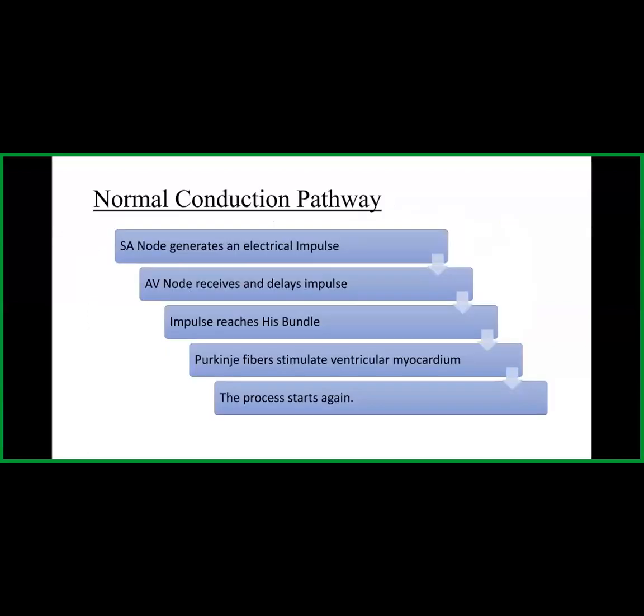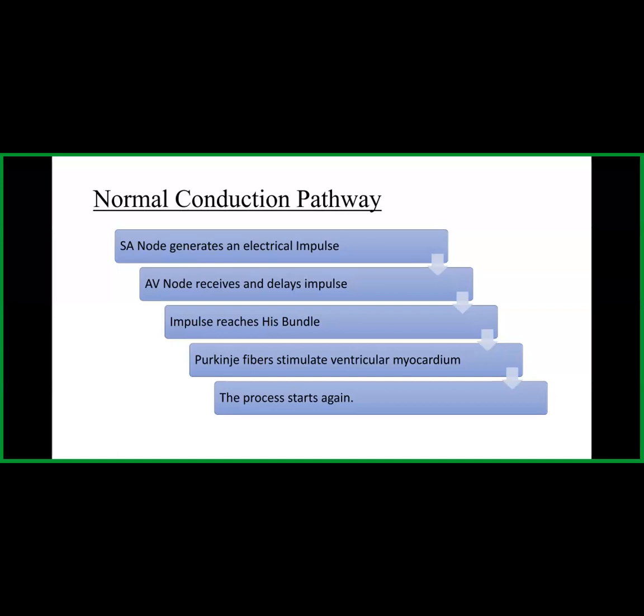So now we will look at the normal conduction pathway and just try to see how exactly the impulse will make its way through the heart, passing through all these parts of the conduction system. How does a normal conduction pathway look? How does the impulse move from the beginning up until the end when contraction is done?